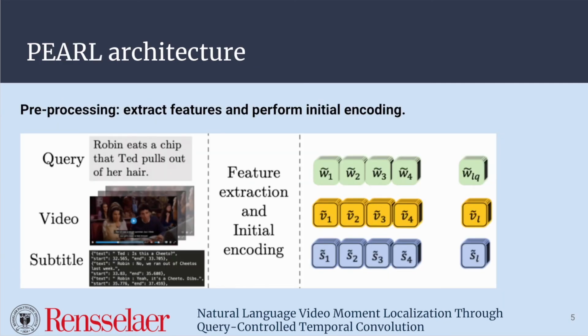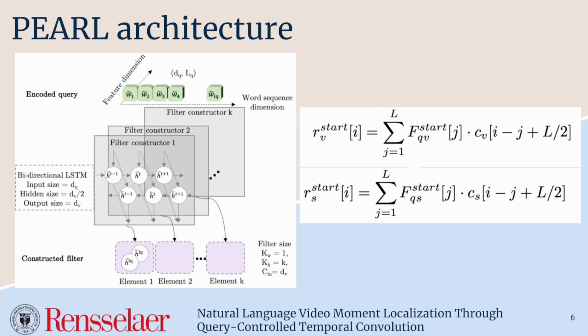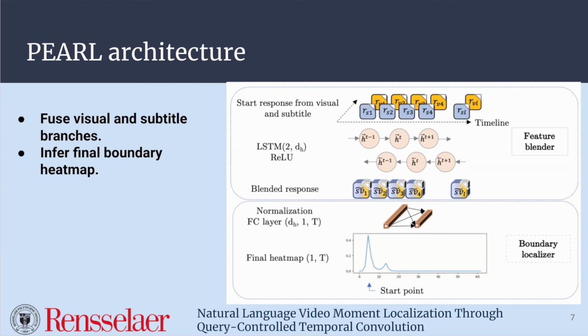Here are more details about our proposed model. We adopt existing pre-trained models to generate features and perform initial temporal encoding. We use a bidirectional LSTM to generate each element in a query filter. The number of the filter elements controls the size of the local video window that we would like to consider as a neighborhood. We perform convolution between the constructed filter and the video and subtitle sequences.